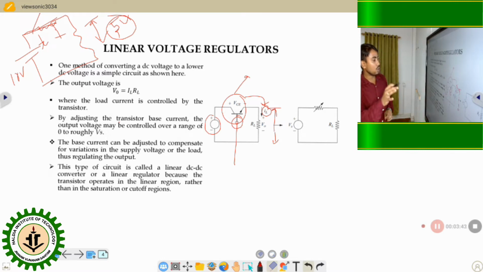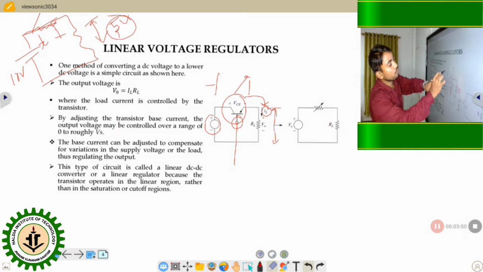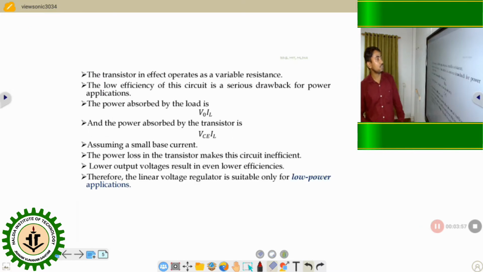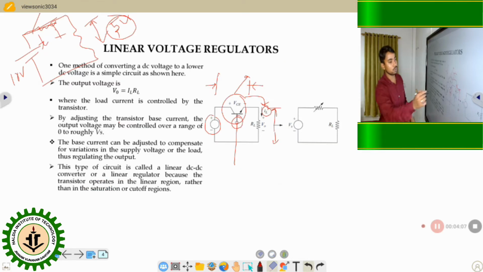It also has some disadvantages. What is the disadvantage? Some voltage drop occurs across this switch also, when it is on and when it is off. What happens there? The transistor effectively operates as a variable resistance, and the efficiency is reduced. Why is efficiency reduced? Because some power loss occurs across the switch. Clear? So how do we reduce this loss and improve our efficiency?